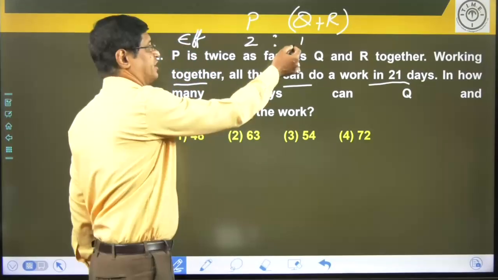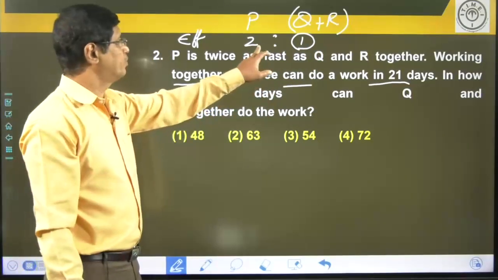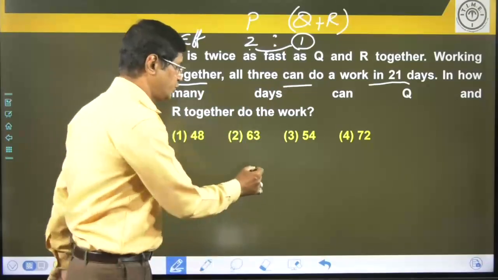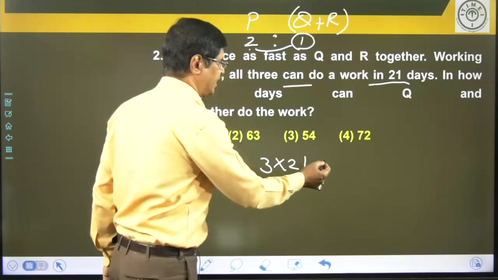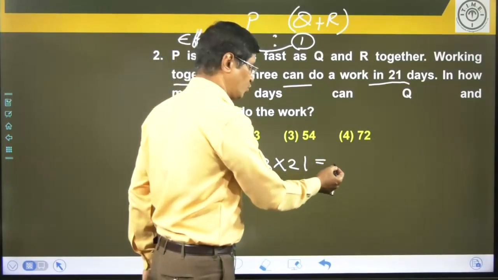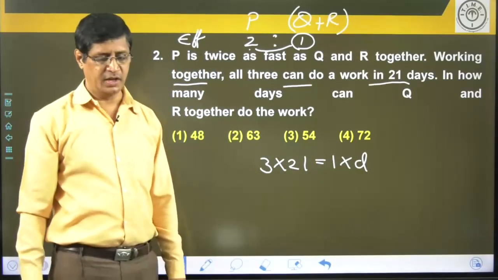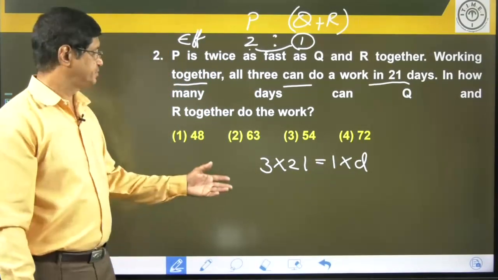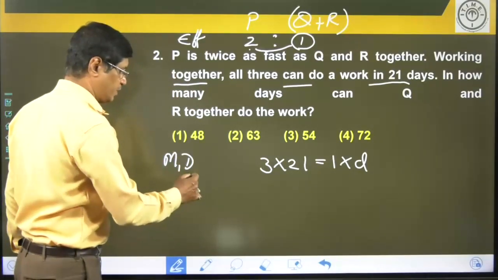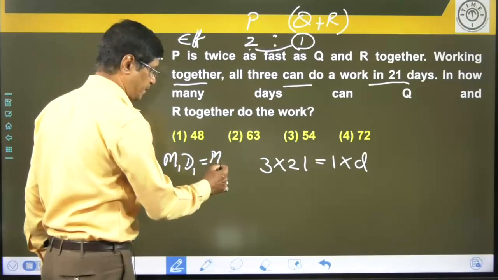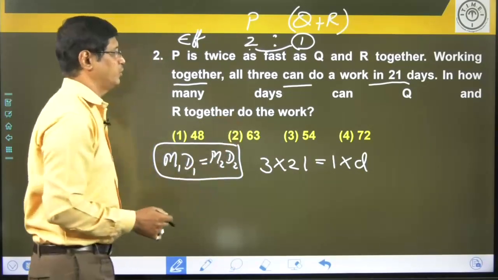Q and R together can complete the work, means this part we need to find. All together means 2 plus 1, which is equal to 3. 3 can complete in 21 days, then Q and R, means 1, is equal to how many days? What I am doing here is applying the concept of M1 D1 is equal to M2 D2.